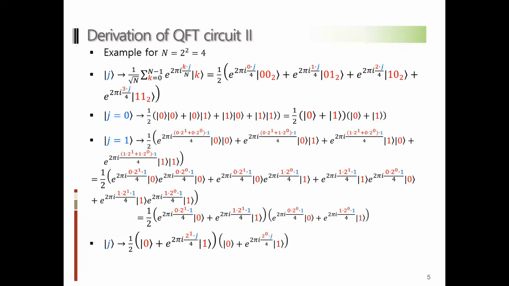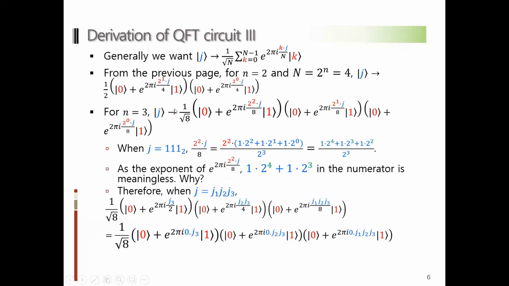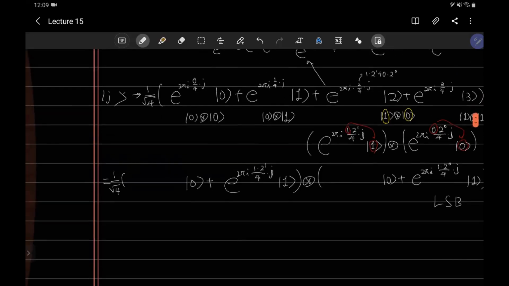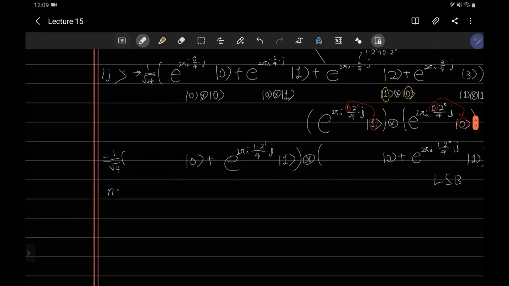Now, what we are going to do is consider a more general situation. In the previous page, we only considered n equals 2, which means capital N is 4. Let's also consider the case of n equals 3. This is what we had before, and now we want to consider when n equals 3, or capital N equals 8. What changes is that instead of 1 over square root of 4, we will have 1 over square root of 8, which comes from N equals 8.